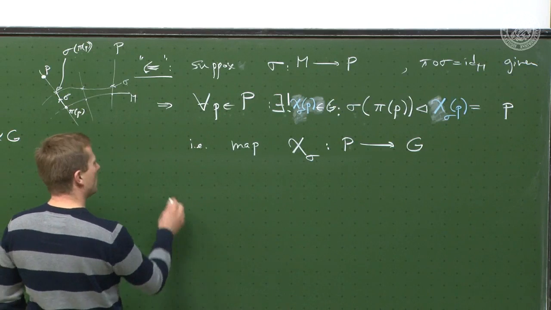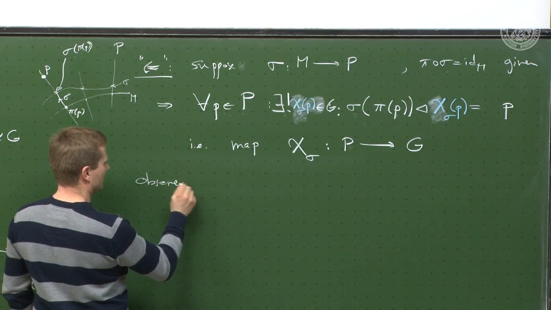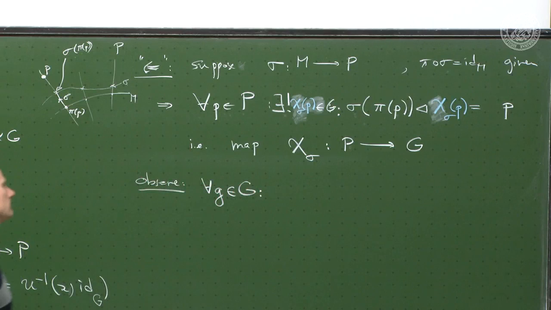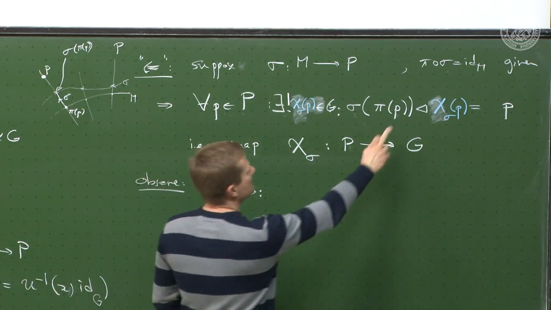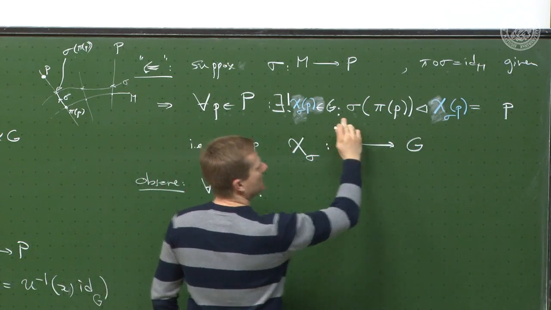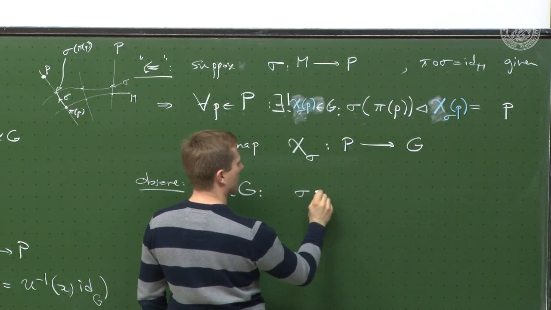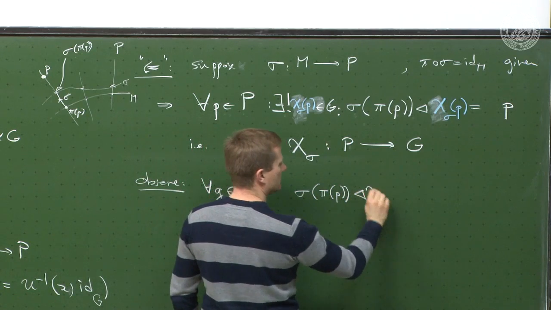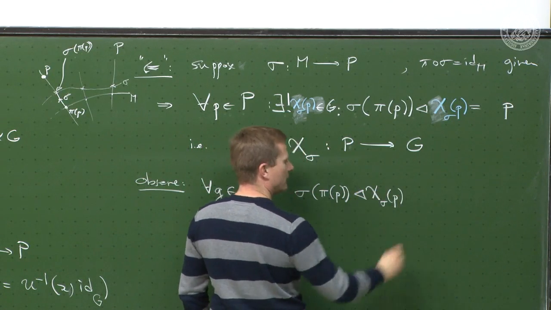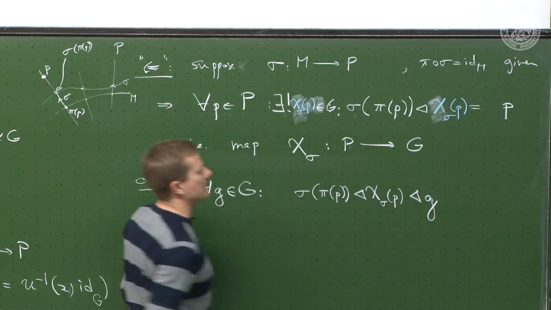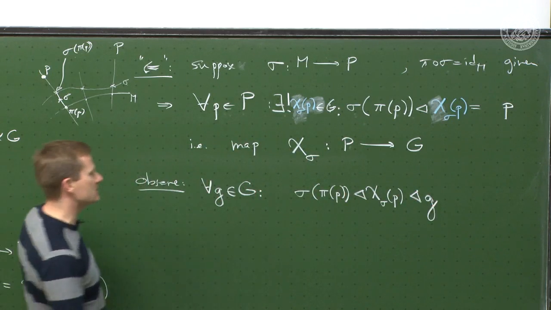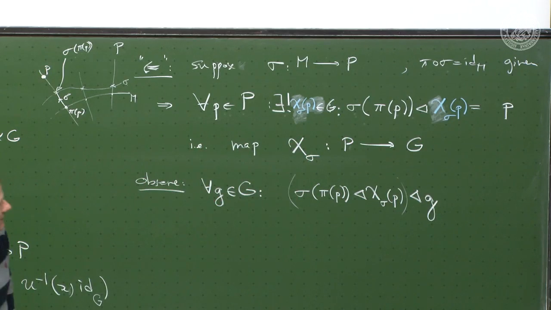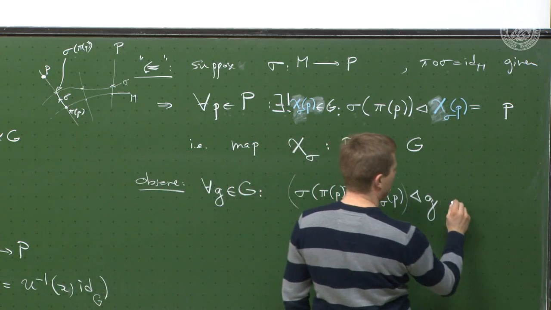So we have this. So now we observe that for any G in the group, we can look at this guy and act on it. So we take this equation and we act on it from the right. So we take sigma of pi of p, a right action, chi sigma of p, and for good measure we act again on the right with an arbitrary group element. We can do this, and although it can't be read in any other way, for our comfort, let's put brackets here. And, well, that's the left-hand side.